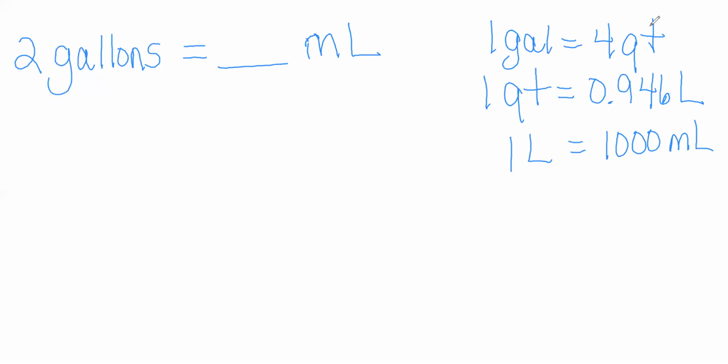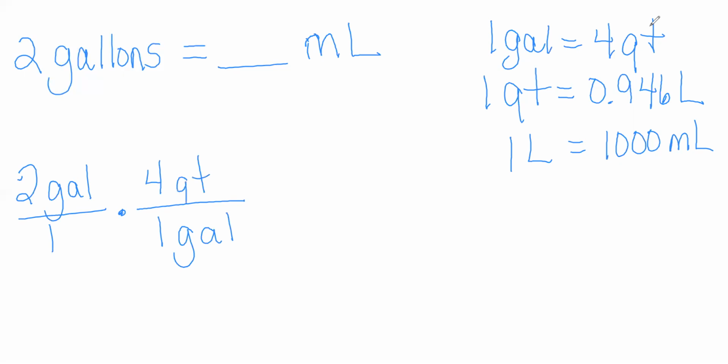All right, so it starts with what you're given. You're given 2 gallons. And what do we got to multiply that by? Well, again, we got to get rid of gallons. So gallons here on the bottom. We said 1 gallon is equal to 4 quarts. Oops, that's a multiplication there. And now we go with another fraction. So we got rid of our gallons. But remember, we want milliliters, so we got to get rid of quarts too. And we said 1 quart is equal to 0.946 liters.